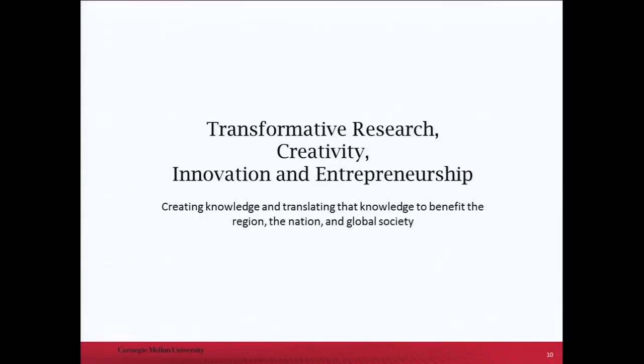I'm Jim Garrett, and I'm with my colleague Farnam Jahanian. We're co-leading this second pillar on transformative research, creativity, innovation, and entrepreneurship.